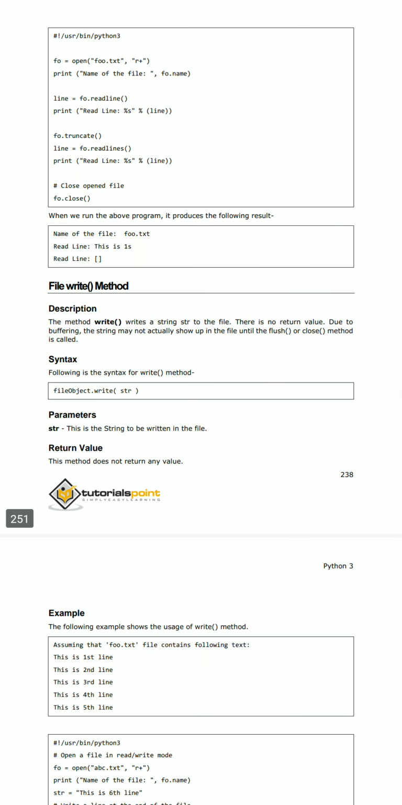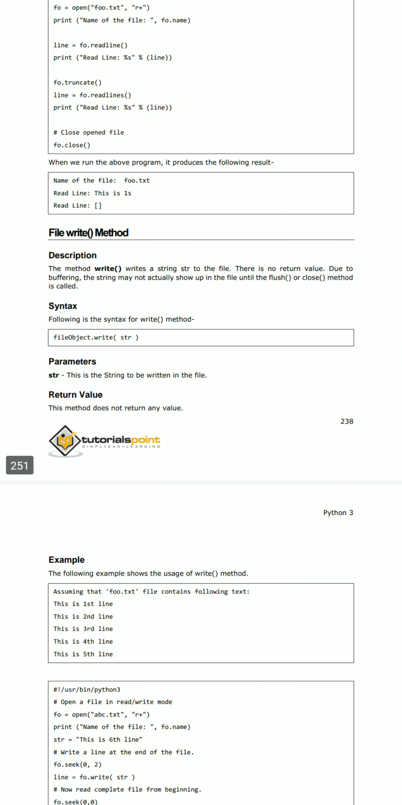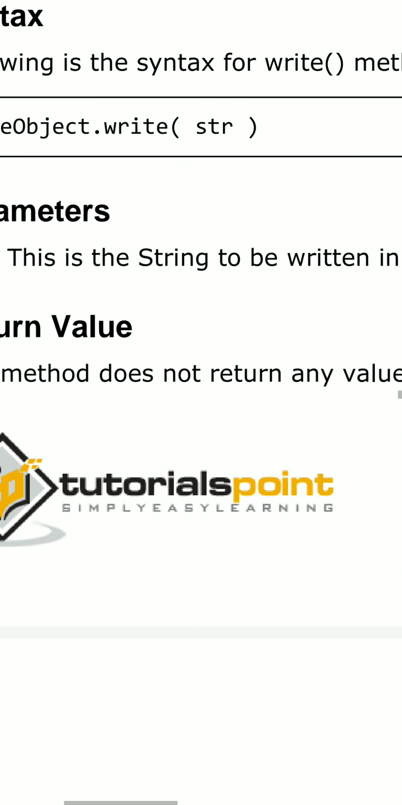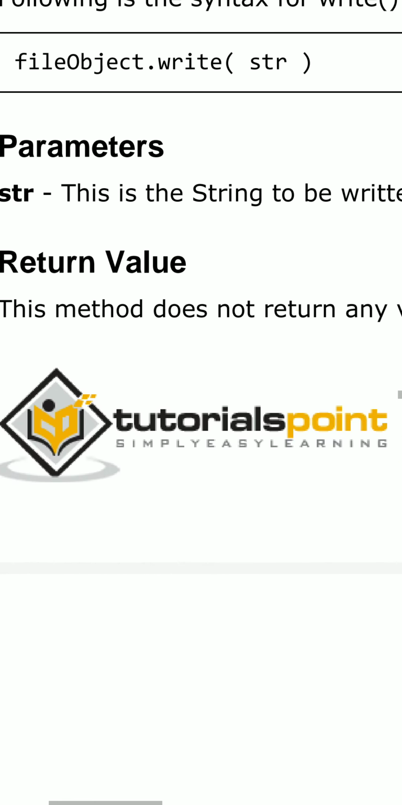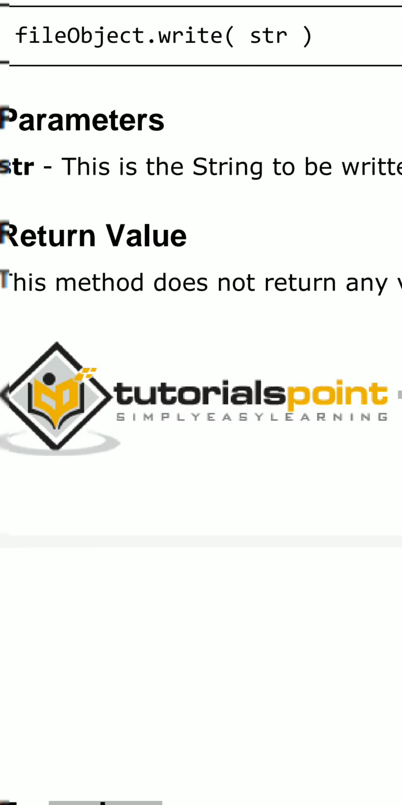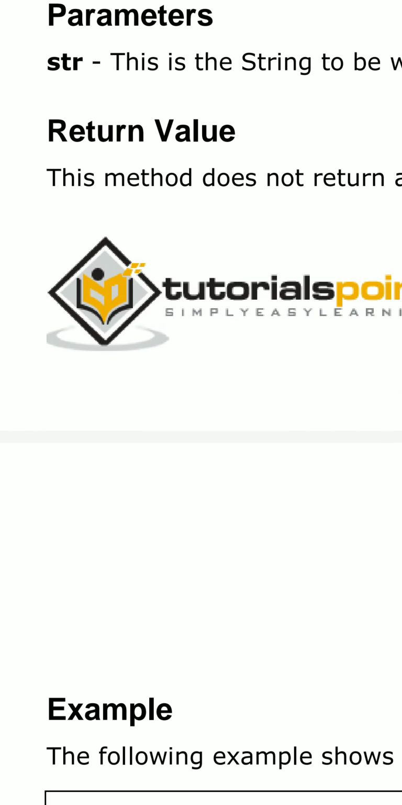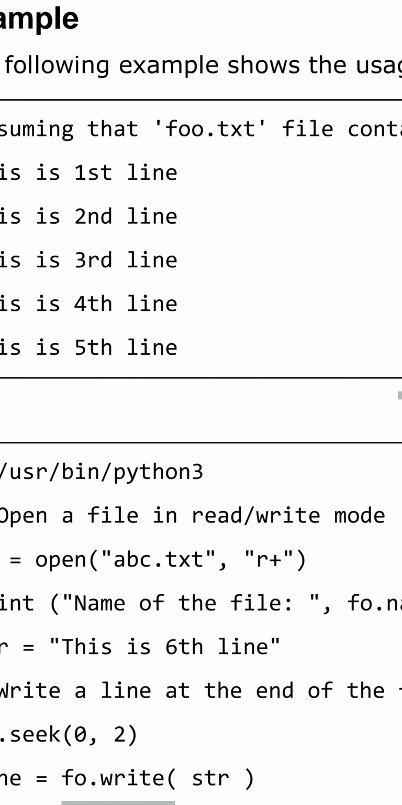Next one is the write method. That means it writes a string str to the file object, fileobject.write(str). This is the string to be written, and it writes whichever string I have given to the specific file.